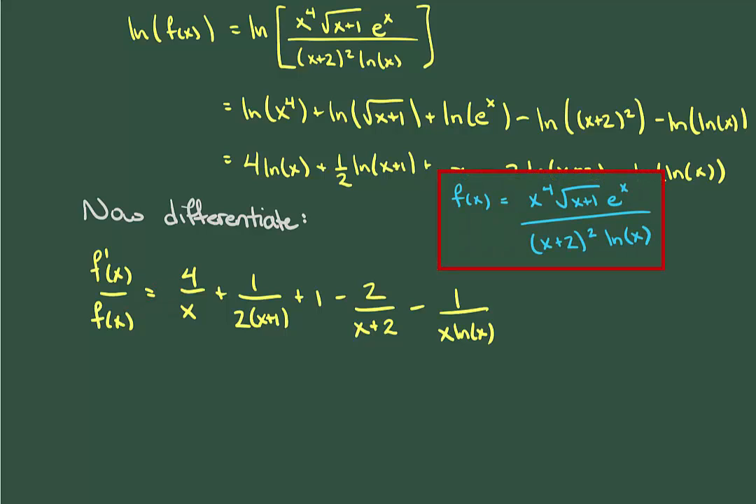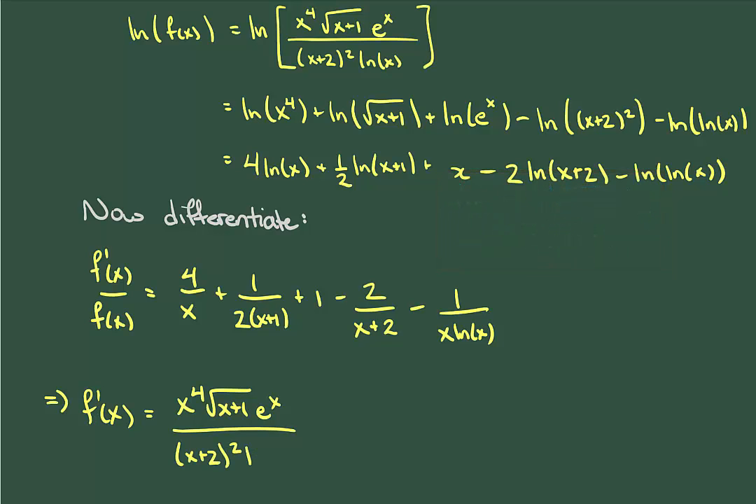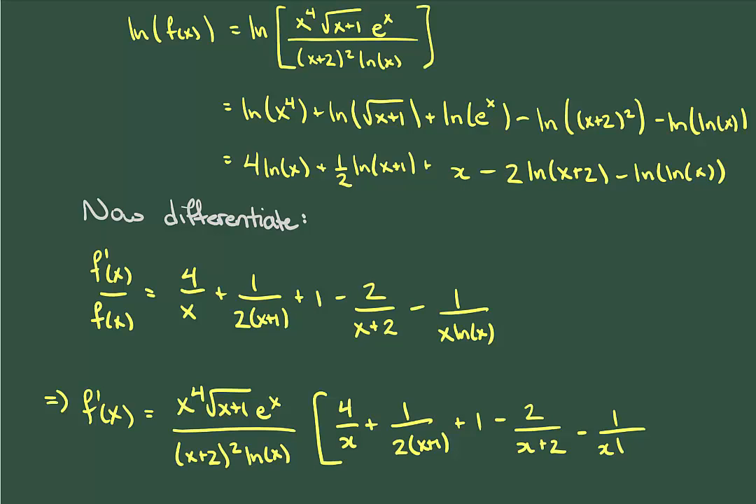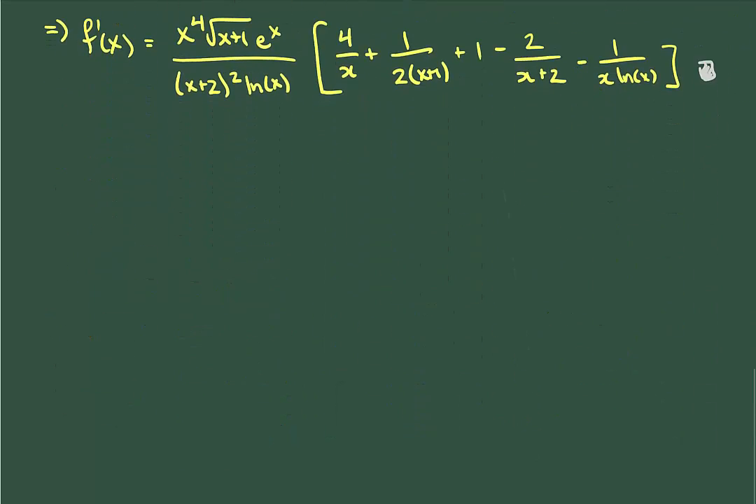But we know what f of x is. It's our original function. So I'm going to multiply this answer by our original function to get our final answer. You can try simplifying this further if you like, but personally, I don't think it's worth it. So this computation was a bit long, but it was relatively straightforward. And that's the price of logarithmic differentiation. We are trading complexity for length.